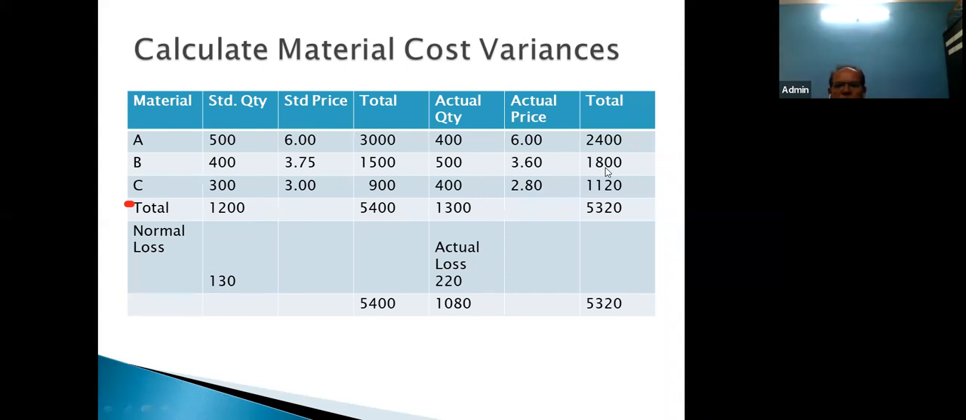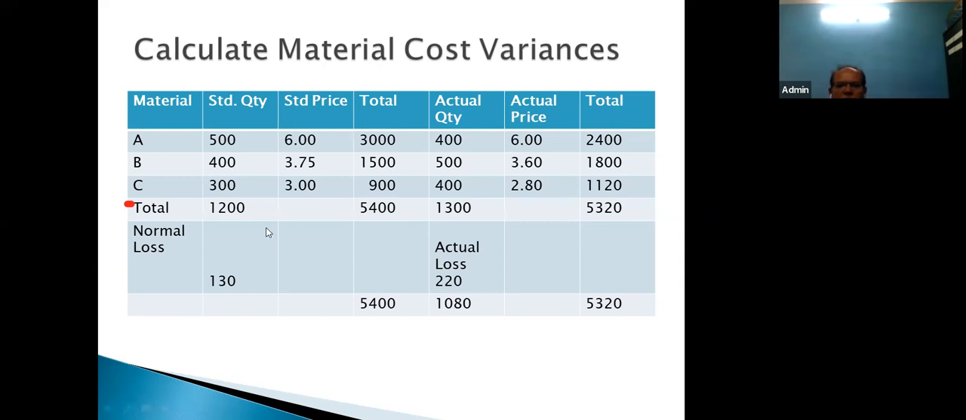Now how is this 1800? Actual quantity of B, the company has used 500 quantity, and the actual price is 360. So this way, 500 multiplied by 360, it comes to 1800. So this is the calculation.